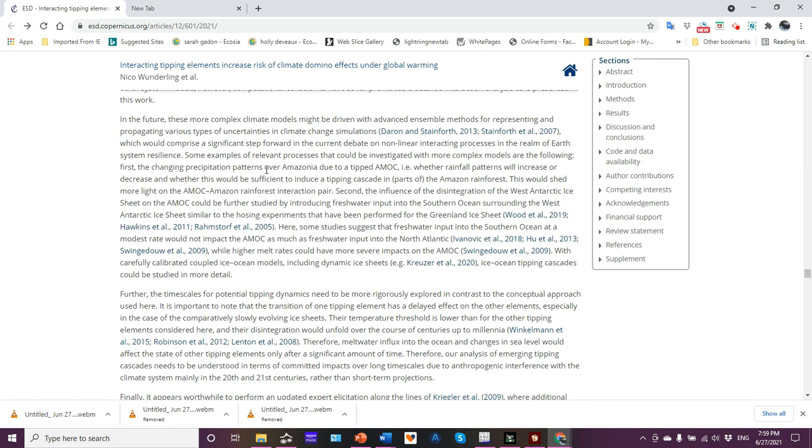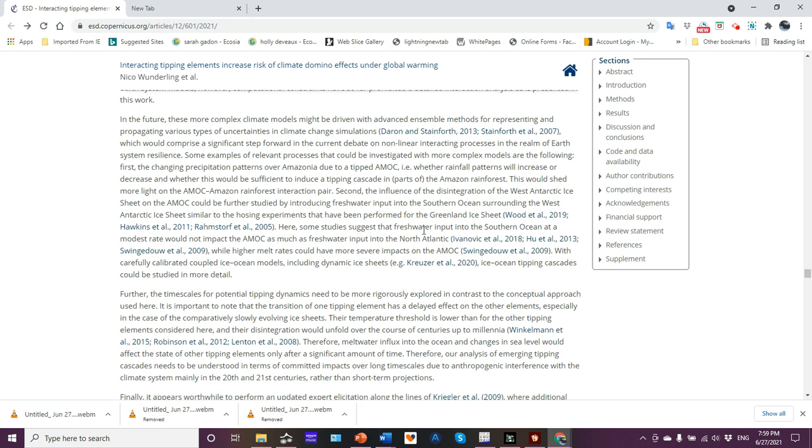Changing precipitation patterns over Amazonia due to a tipped AMOC. Whether rainfall patterns will increase or decrease. Whether this will be sufficient to induce a tipping cascade. This would shed more light on the AMOC-Amazon interaction. Second, the influence of disintegration of the West Antarctic ice sheet on AMOC could be further studied by introducing freshwater input into the Southern Ocean. Just like what I discussed earlier, all that freshwater input into the Arctic Ocean.